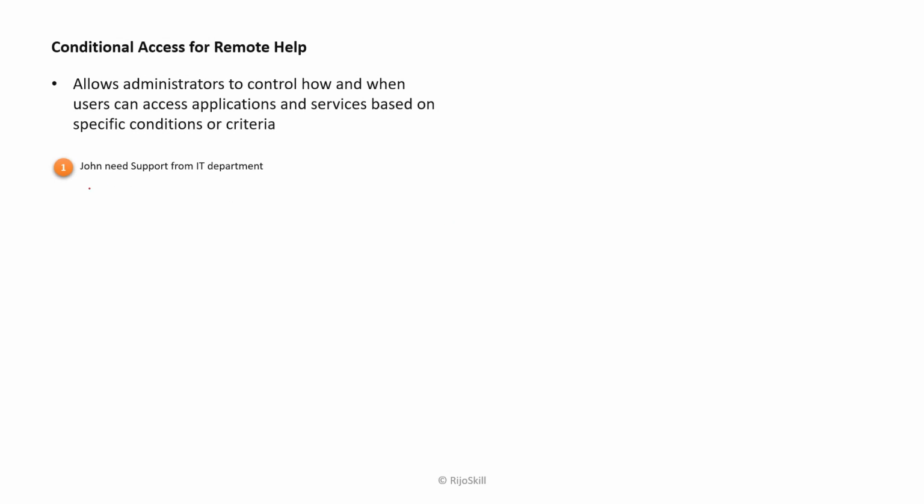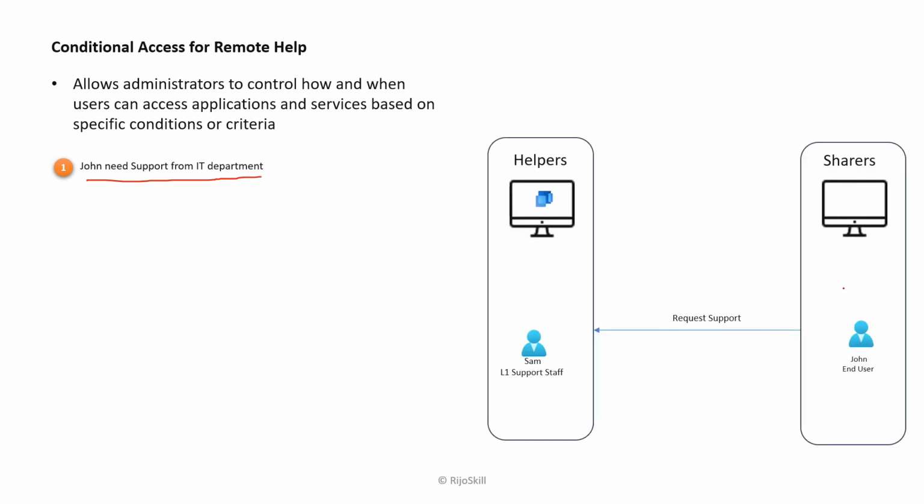So here you can see John needs support from the IT department. John is the end user, and this is his PC. He needs support from the IT department. So this is your organization. In the organization, one of the users, Sam, is assigned as L1 support. So here you can see the request for support.